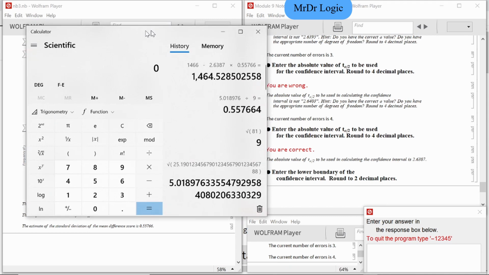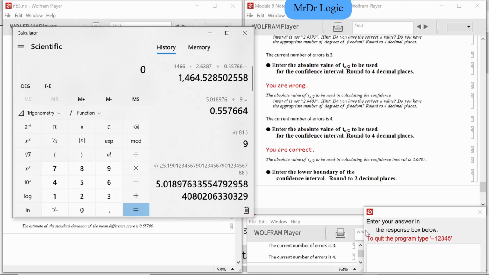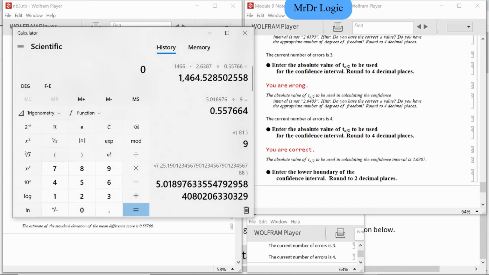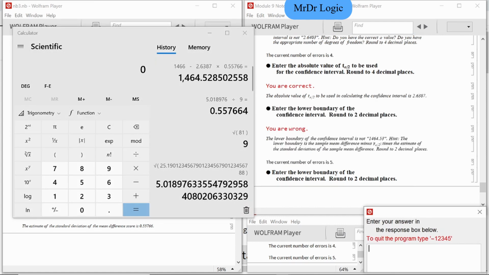Wait, what happened? Wait, what just happened? I put in the answer, 1464.53. Should have told me that sooner. Hint. Sample mean difference.